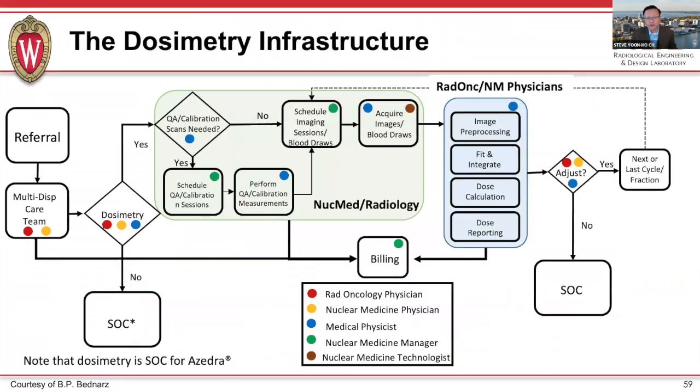The dosimetry infrastructure can be pretty complex, and this schema provided by Brian Bednar really shows the number of things that need to be done. And just to really highlight the role of the radiation oncologist, nuc med physician, medical physicist, nuc med manager and technologist to be able to do the imaging, make sure the scanners are well calibrated. Some dosimetry requires some blood draws, a lot of the image processing and calculations that are going to be done. And then if this is part of standard of care, billing or incorporation into the research study. So pretty complex infrastructure, again, needing a multidisciplinary team.